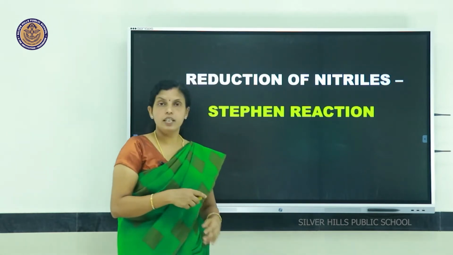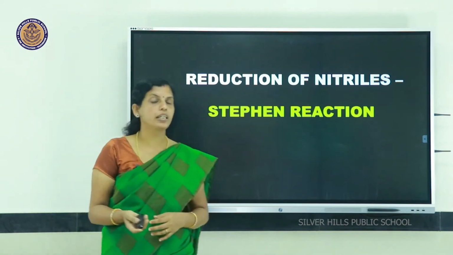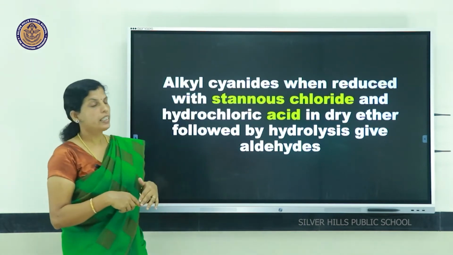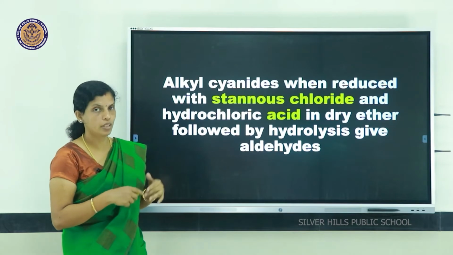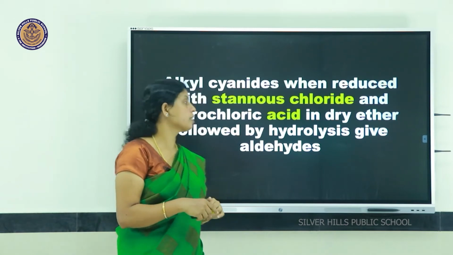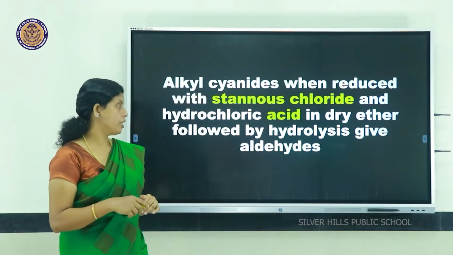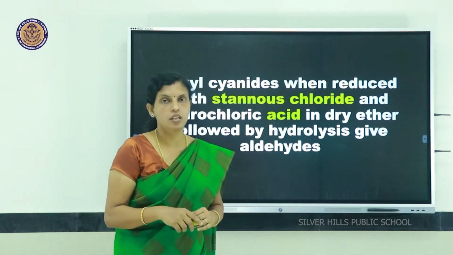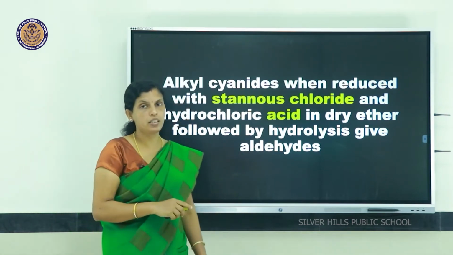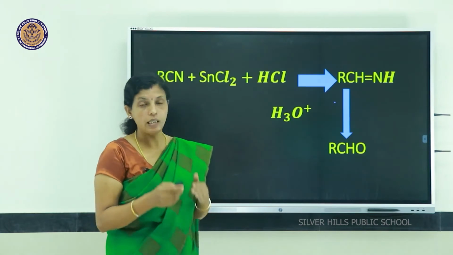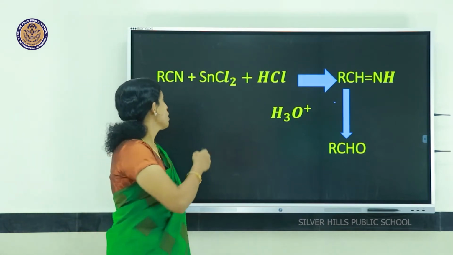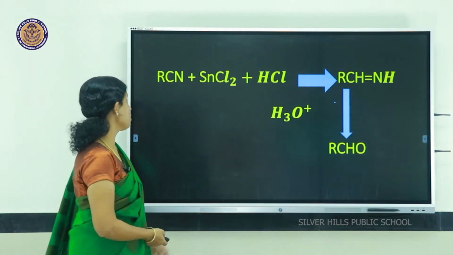Now, we are moving to the second method of preparation of aldehydes, and it is reduction of nitriles. There is a name for this reaction. Reduction of nitriles into aldehydes is called Stephen reaction. How can we convert alkyl cyanides into aldehydes? It is by treating with stannous chloride, SnCl2, and hydrochloric acid in dry ether medium, followed by hydrolysis, which gives aldehydes. First we will get an intermediate called imine, and this imine on hydrolysis gives aldehyde. This is the general reaction for Stephen reaction.